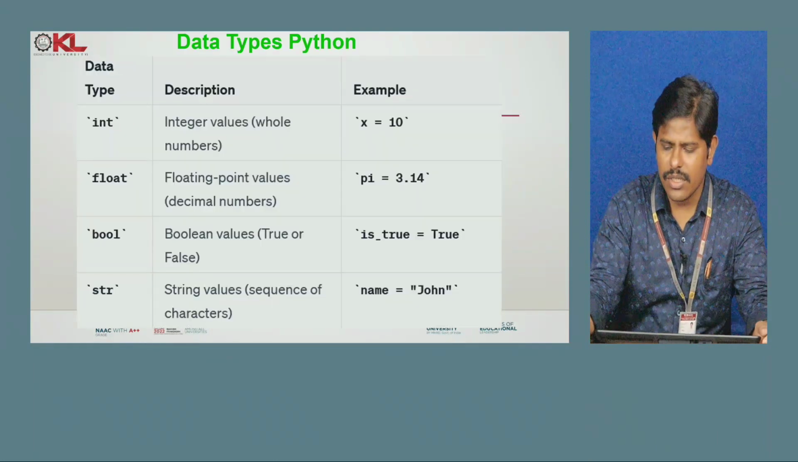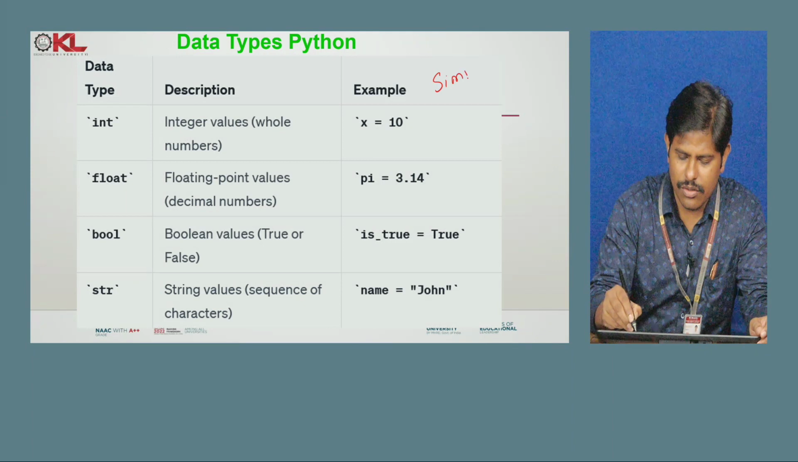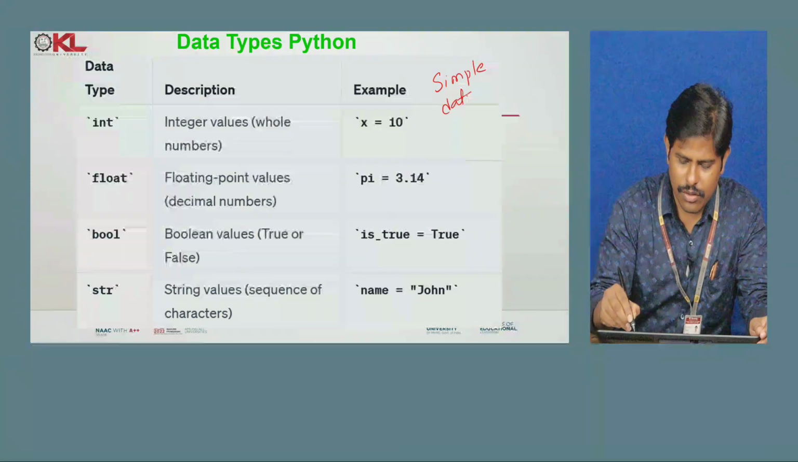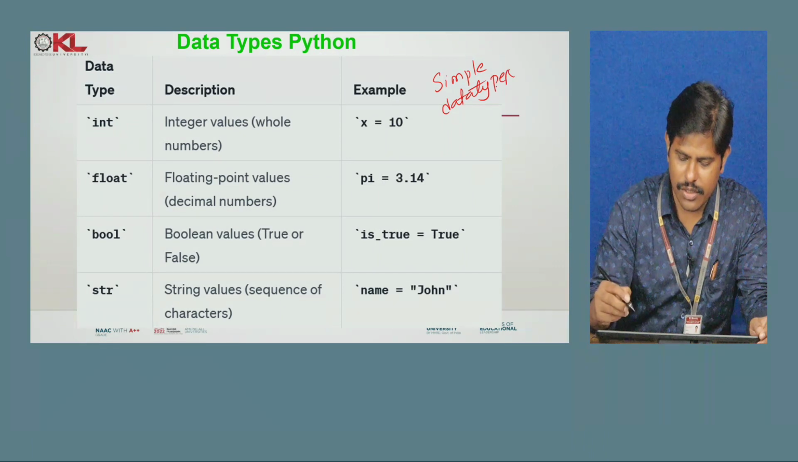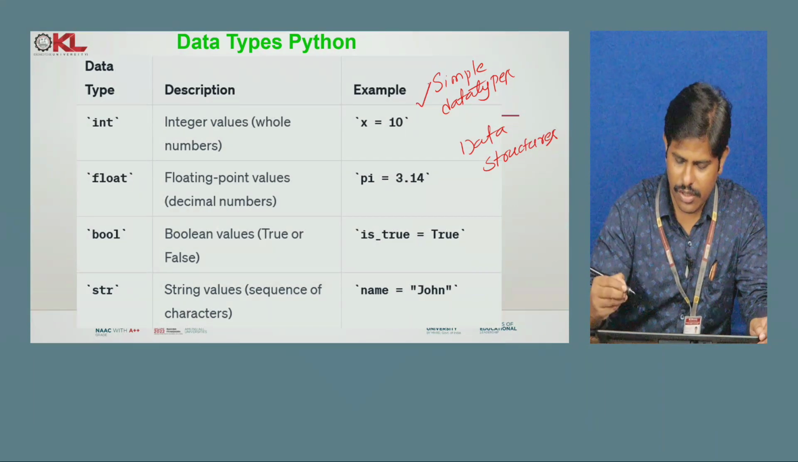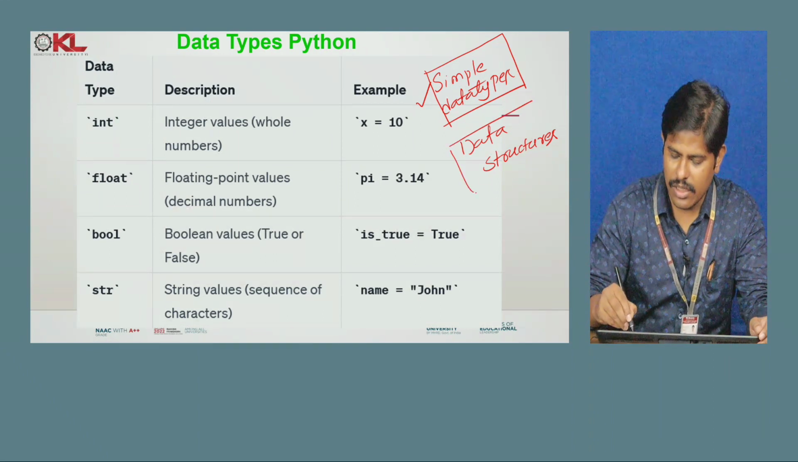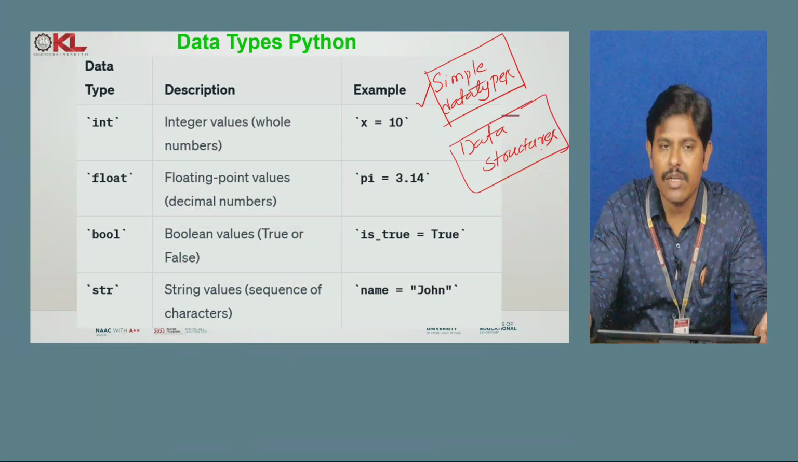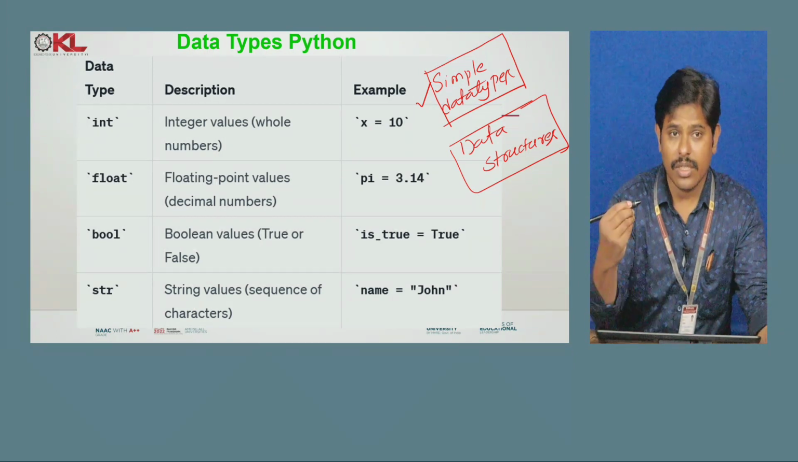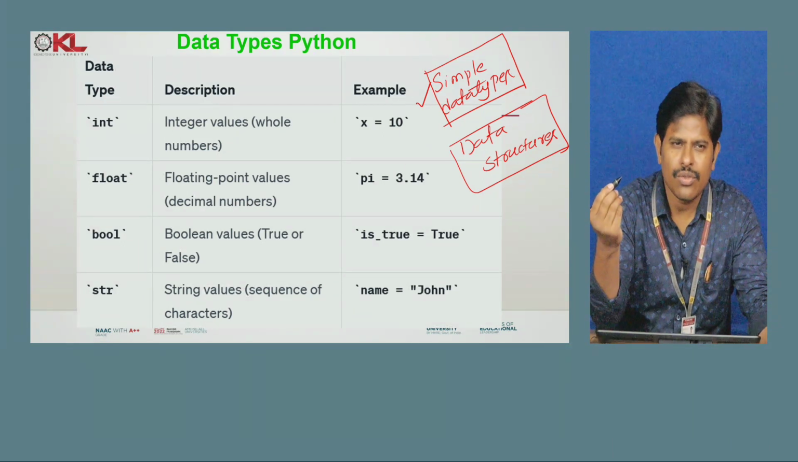In programming languages, data types can be of two types. We will say simple data types, and the second one we call data structures. Simple data types are the most common, common in all programming languages, and data structures are specific to a given programming language. So why do we require data types? Because humans can understand two types of data basically.